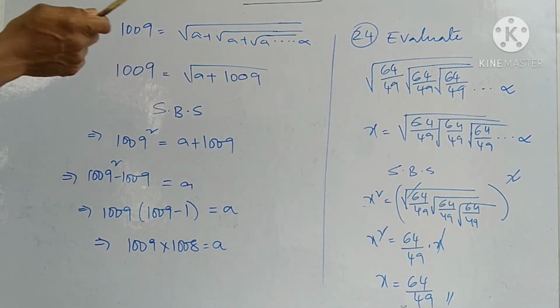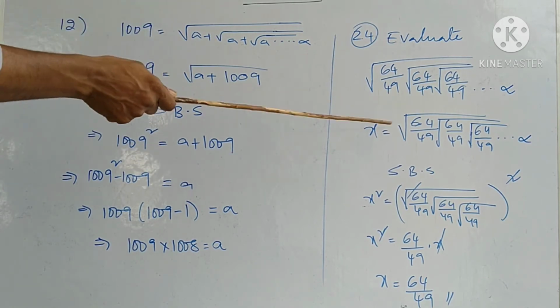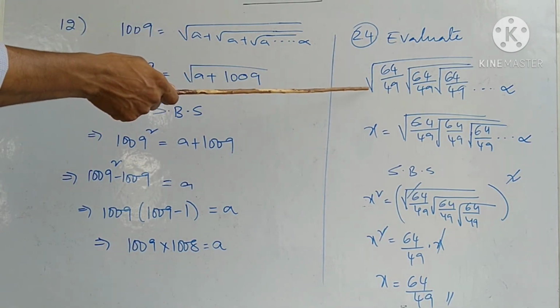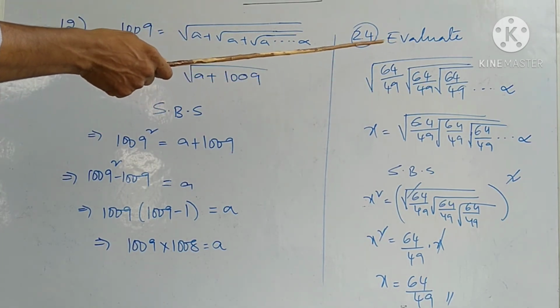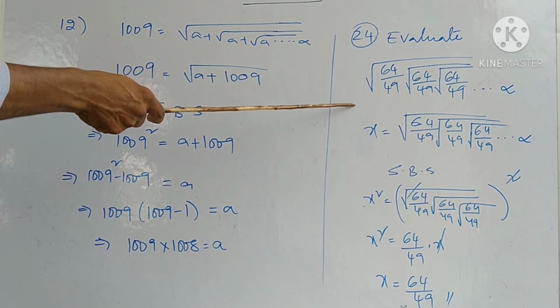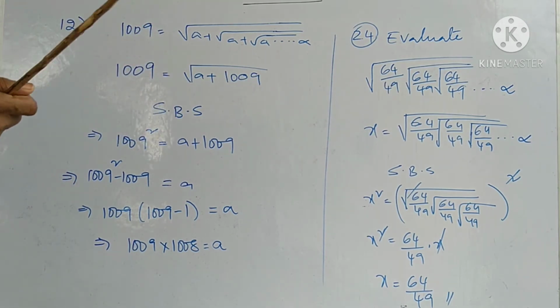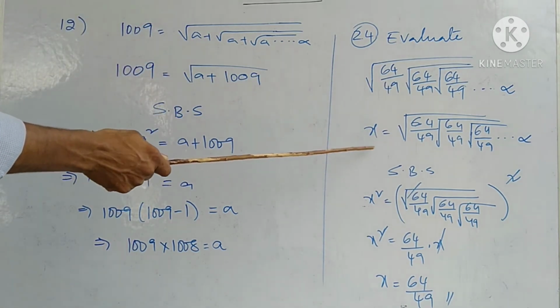This is the 24th question. This is also similar to our 12th one. Find the value of square root of 64 by 49, square root of 64 by 49, square root of 64 by 49, up to infinity. Let x be equal to square root of 64 by 49, square root of 64 by 49, square root of 64 by 49, up to infinity. Squaring on both sides.